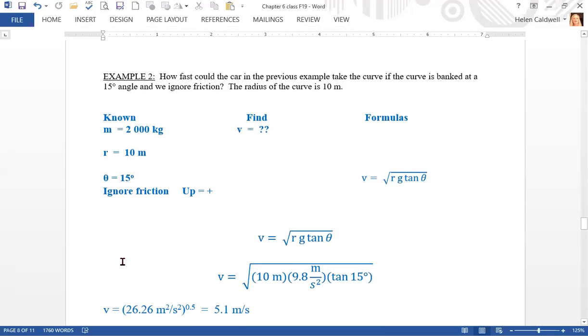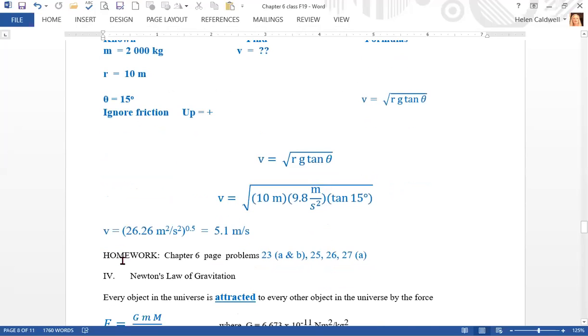How fast could the car from our previous example take the curve if we now bank it at 15 degrees? So M is 2,000 kilograms, R is 10 meters, theta is 15 degrees. We're going to ignore friction. Up is going to be positive. We're still looking for velocity. But now our equation is V equals the square root of R times G times the tangent of theta, because this is the version of the velocity equation for cars going on curves that has theta in it.